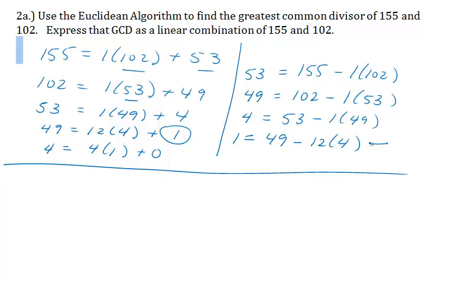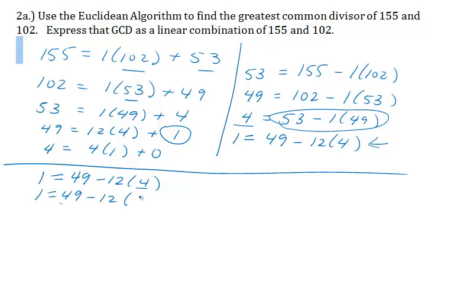So again, we're going to start with the bottom equation. 1 equals 49 minus 12 times 4. And then we're going to move up to this next equation here. And we want to replace this 4 with its new name. So 1 equals 49 minus 12 times, in parentheses, 53 minus 1 times 49, close parentheses. We're going to combine the 49s. We've got one of them plus 12 more, because it's negative 12 times negative 1. So we've got 13 times 49 minus 12 times 53.